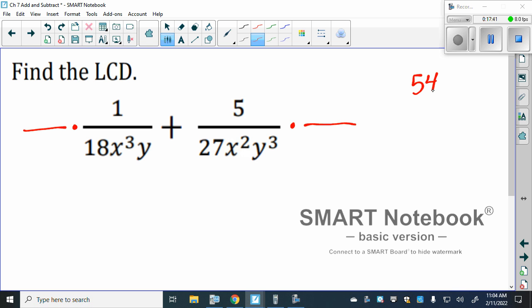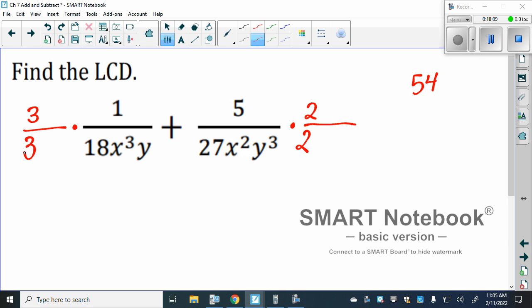So what we need to do is turn both 18 and 27 into 54. We can look at 27 first. What times 27 is 54? 2. So we're going to end up multiplying top and bottom by 2 so they become the same. Now we need to see what times 18 is 54. 3. So we multiply top and bottom by 3. So okay, we've got the numbers squared away.